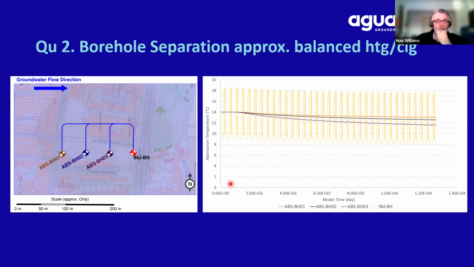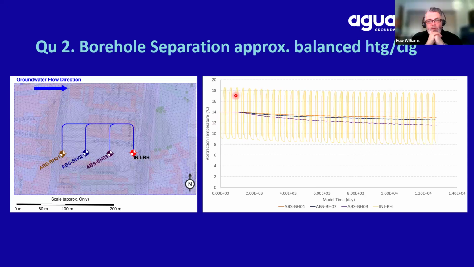If we have the same setup, then groundwater flow west to east, injection borehole, abstraction 1, 2, and 3. You can see that over the same time period, we have the injection temperature going up and down, as you'd expect with a balanced heating and cooling load. So we've got summer heat rejection, winter cooling of the aquifer, sorry. And the X and Y axis on these graphs are the same.